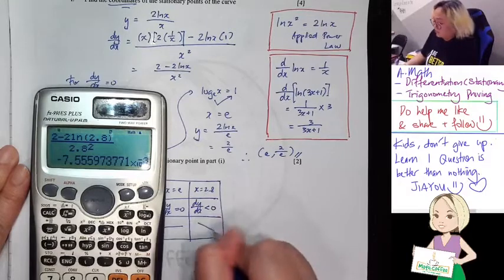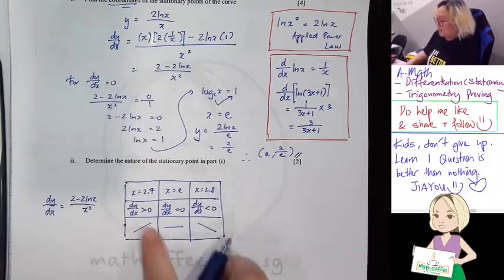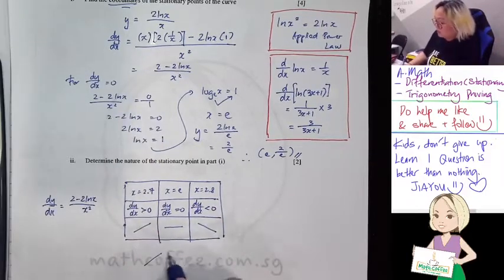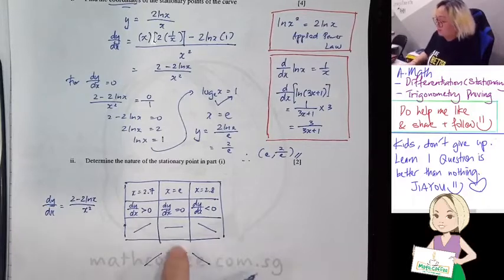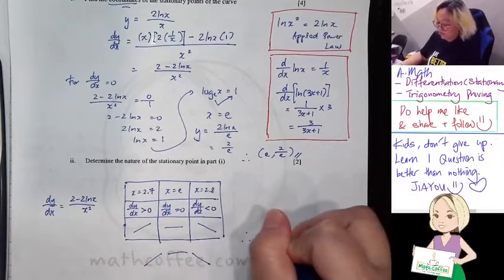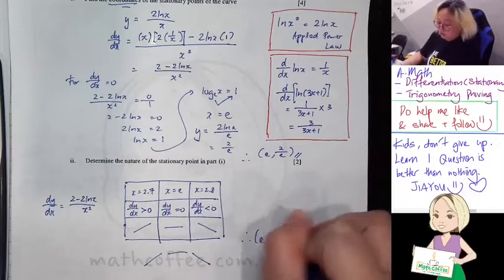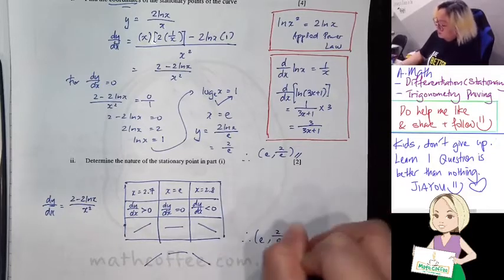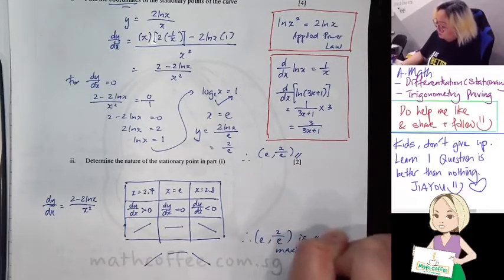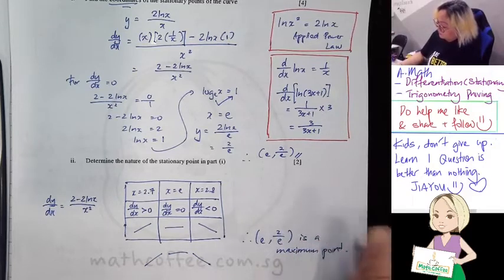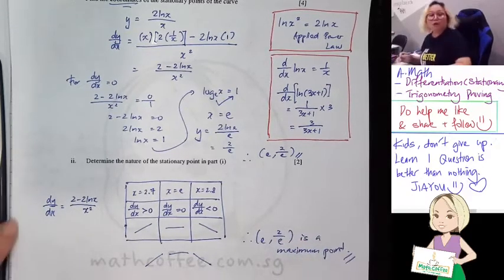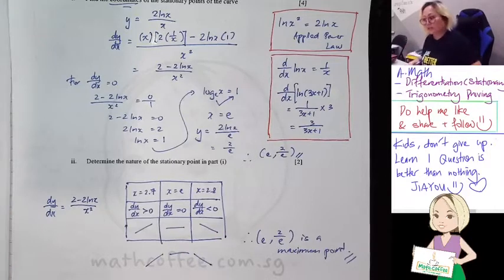So the line is this. Look at the line: go up this way, then down. So this is a maximum point. Therefore, we know that (e, 2/e) is a maximum point. Okay, so this is how you do the first derivative test. Understand?